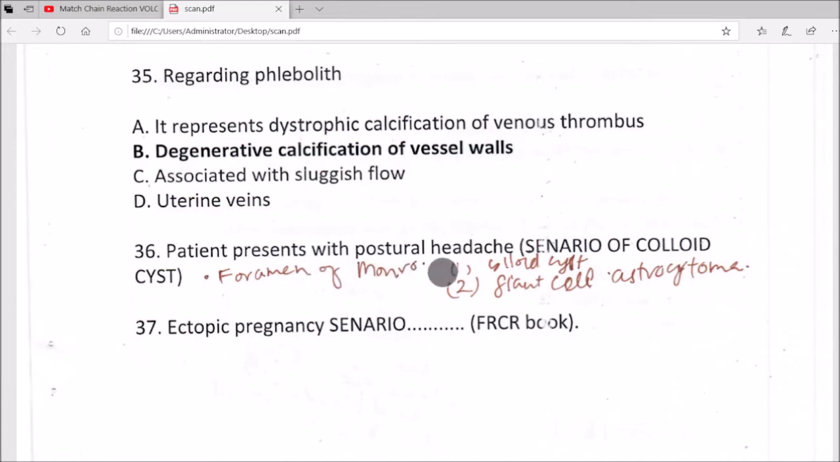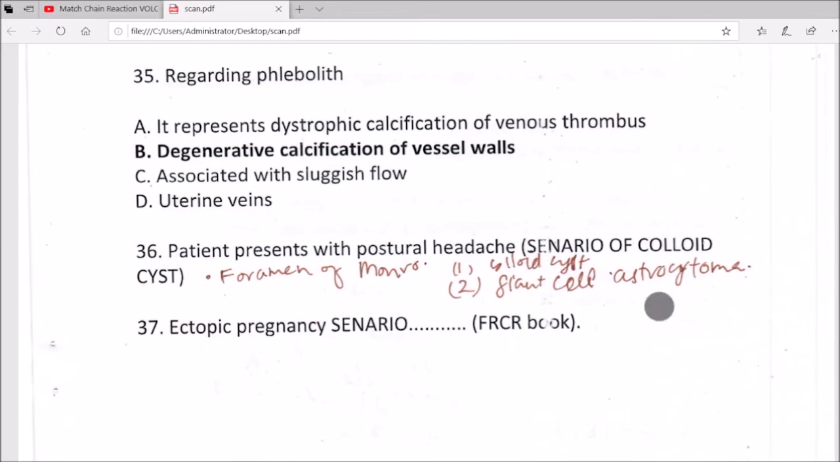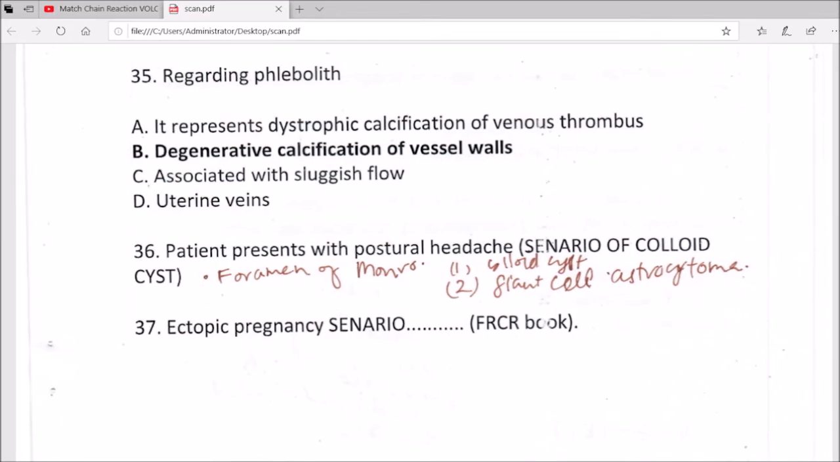36. Patient presents with postural headache, scenario of colloid cyst. There is a cyst in the foramen of Monro. In the foramen of Monro, we see two lesions: either colloid cyst or giant cell astrocytoma. Colloid cyst will most likely cause postural headache. Giant cell astrocytoma will be another sign of it.